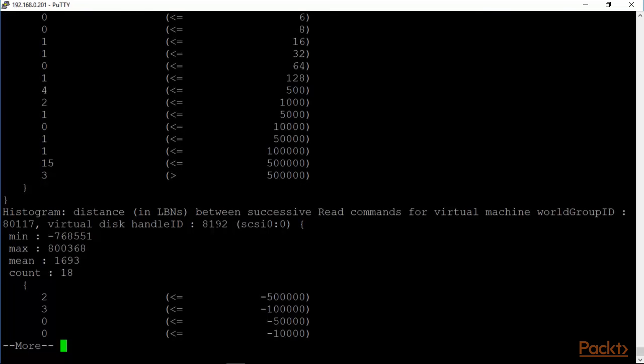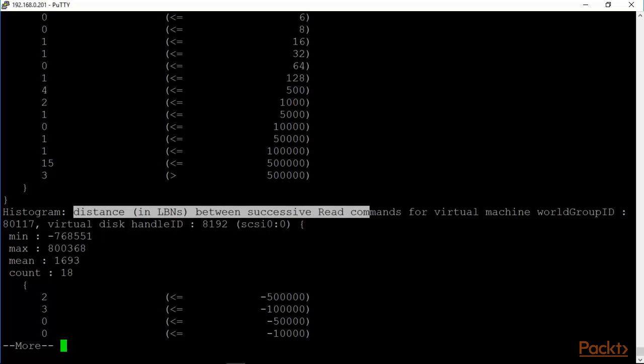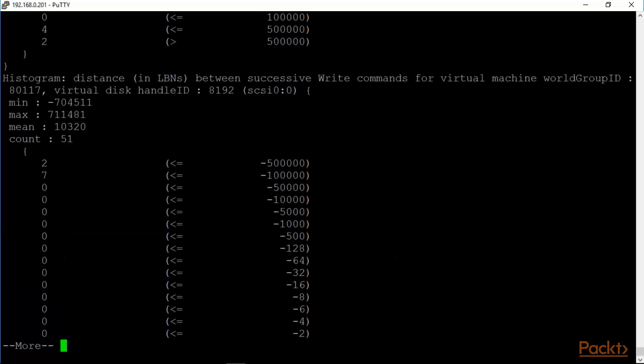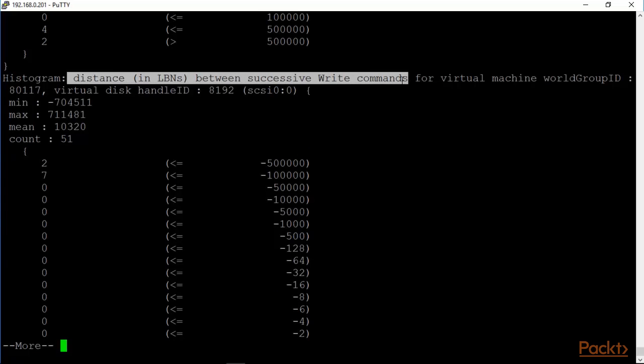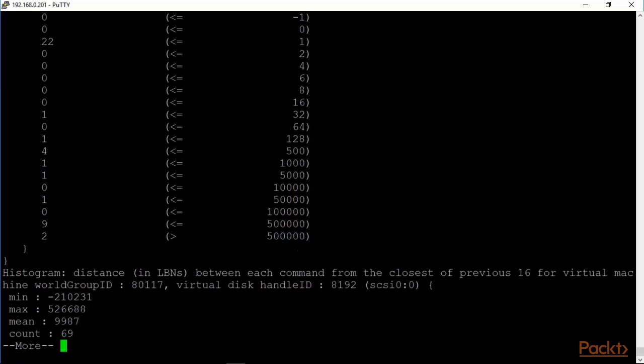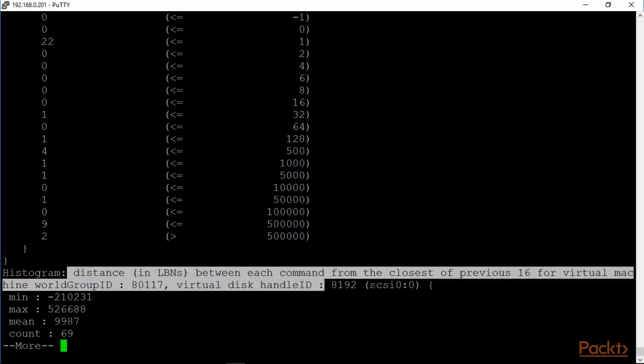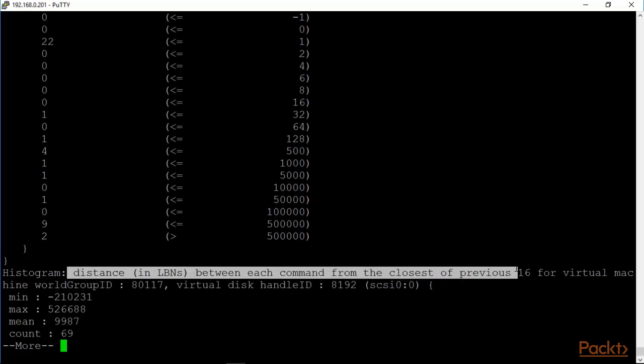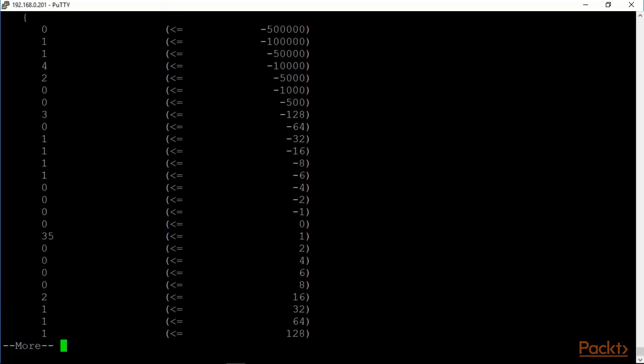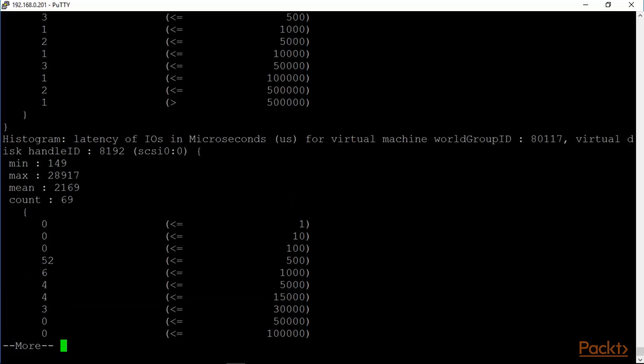Okay, now we are looking at read commands only, distance in LBNs for read commands, and then the next one would be distance in LBNs between successive write commands as well. Okay, then we have the distance between each command from the closest of previous 16. So this becomes even more granular.